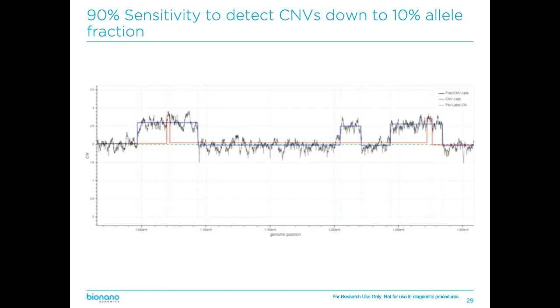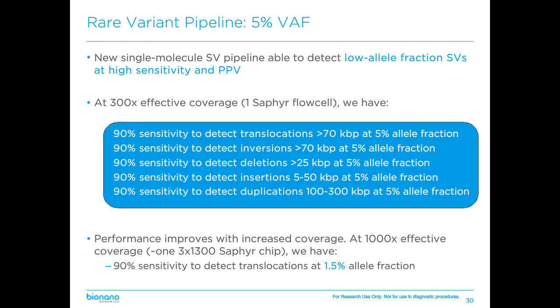On top of that, we have a copy number tool that is able to detect copy number variants down to 10% allele fraction. And for complex cancer samples, we can look at individual single molecules and call structural variants down to just 5% allele fraction. 5% allele fraction, genome-wide, unbiased, any type of structural variant, there's no one else that can do that.